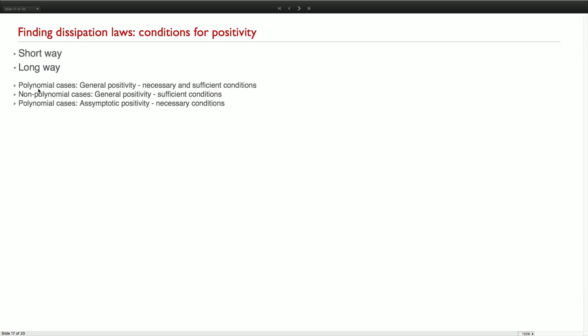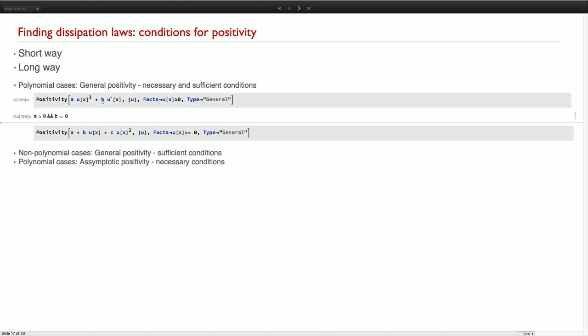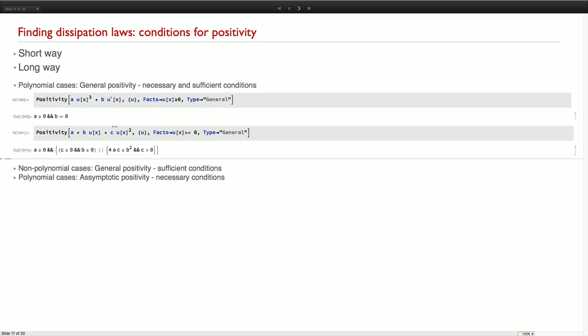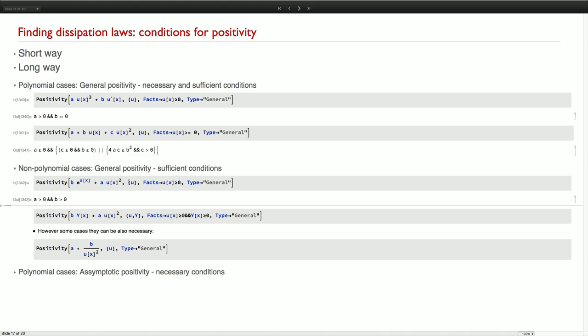And let's go for the function we have implemented. It's general positivity, and for polynomial cases it finds the necessary and sufficient conditions for the expression to be positive. And here is one more example. For non-polynomial cases, we can now find just the sufficient conditions. And let's see here, one more example.